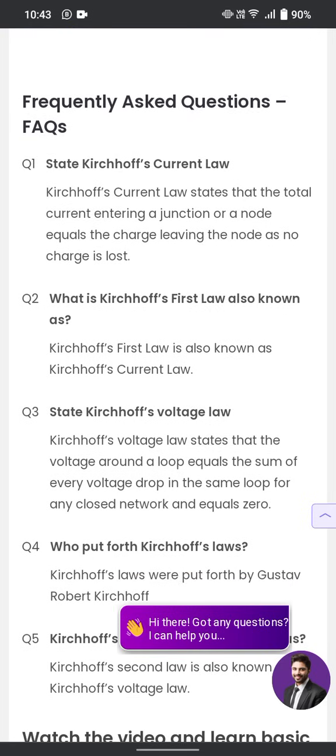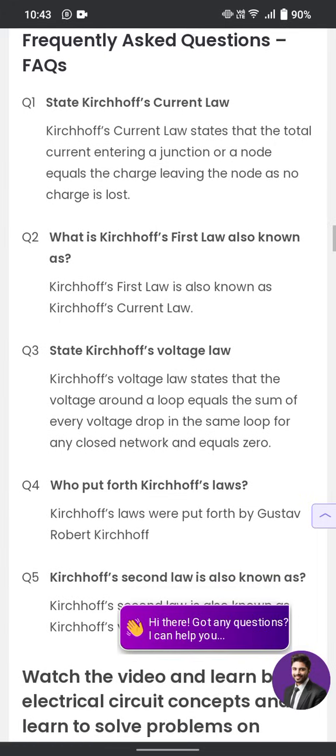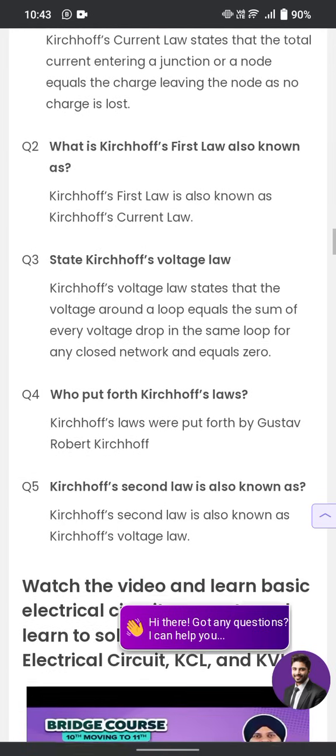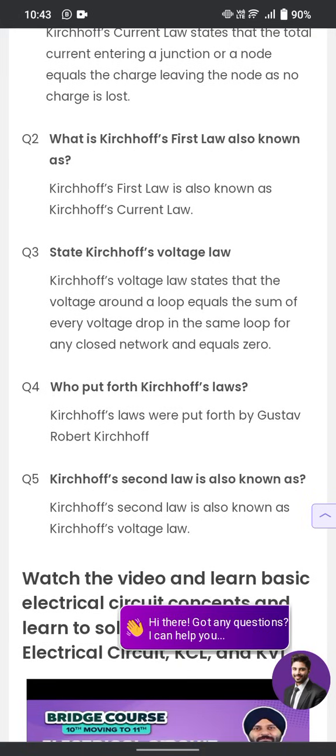Question two: what is Kirchhoff's first law? Kirchhoff's first law is also known as Kirchhoff's current law. Question number three: state Kirchhoff's voltage law. Kirchhoff's voltage law states that the voltage around a loop equals the sum of every voltage drop in the same loop for any closed network and equals zero.